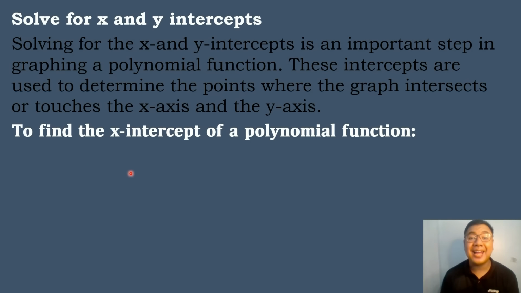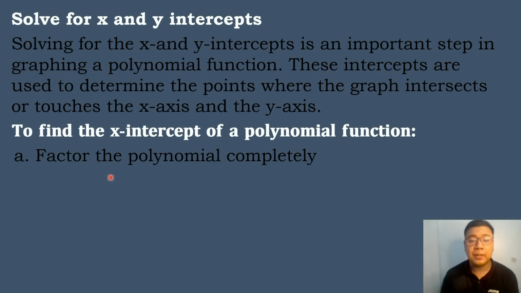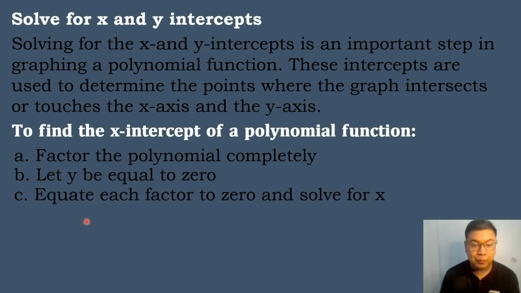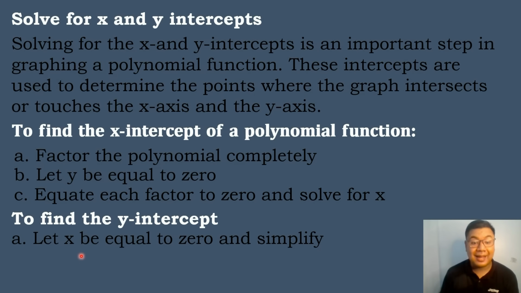So to find the x-intercept of a polynomial function, the first thing we need to do is to factor the polynomial completely. And then after that, let y be equal to 0. And the last step is to equate each factor to 0 and solve for x. And then to find the y-intercept, we will let x be equal to 0 and then simplify.